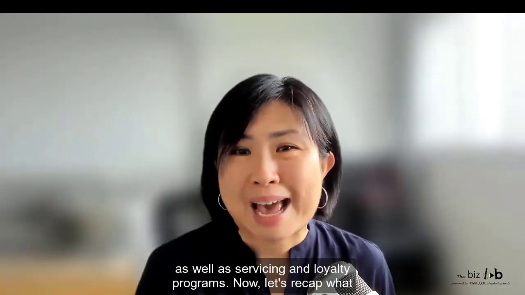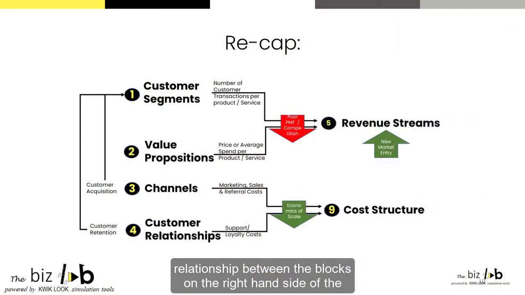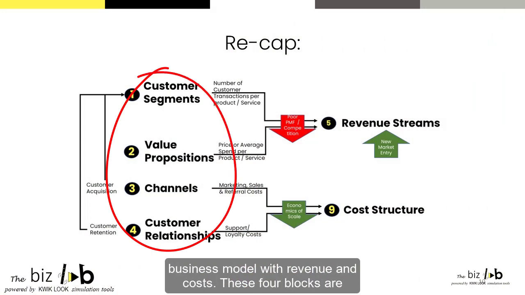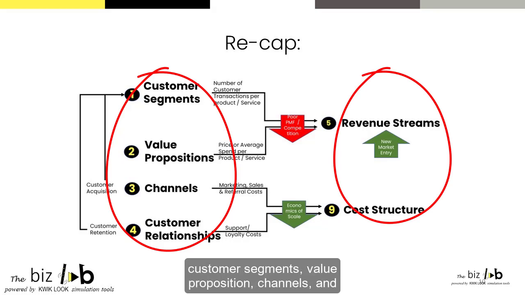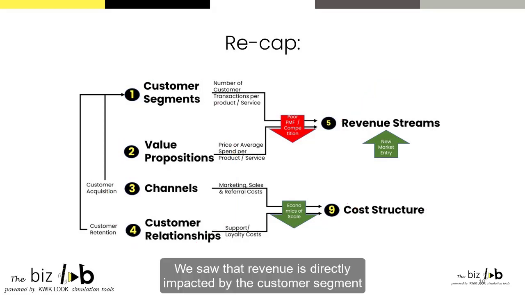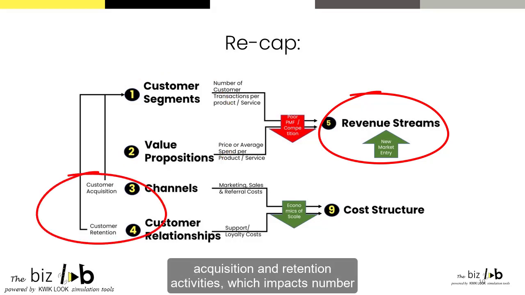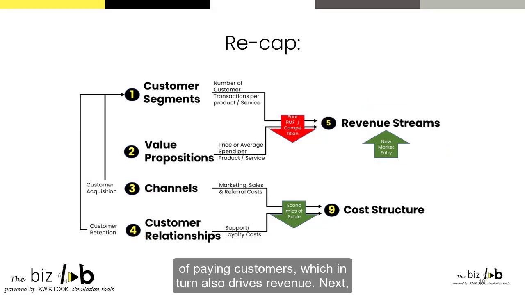Now, let's recap what we have learned in this video. We start by focusing on the relationship between the blocks on the right-hand side of the business model with revenue and cost. These 4 blocks are customer segments, value proposition, channels, and customer relationships. We saw that revenue is directly impacted by the customer segment and value proposition block. We also saw that customer acquisition and retention activities impact the number of paying customers, which in turn also drives revenue.